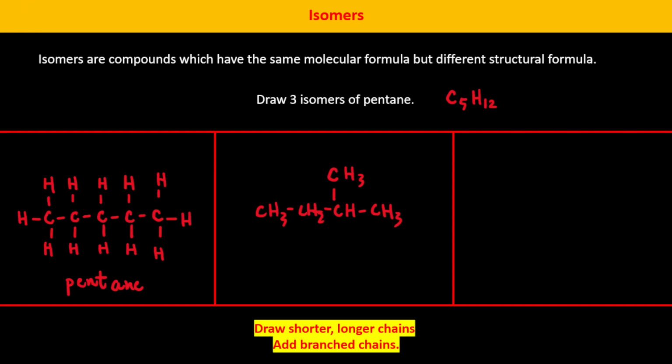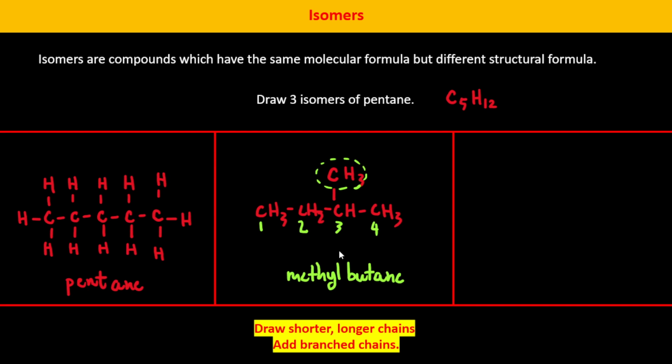Alright, so I know that my longest chain is 1, 2, 3, 4. And I only have single bonds here, so it will be butane. So my branch chain right now is CH3, which is the methyl, and I only have one of it, so it will simply be methyl.